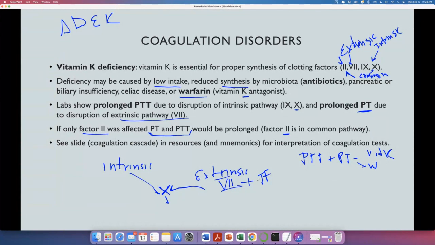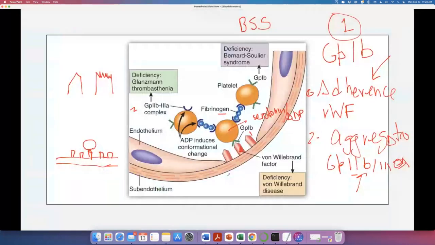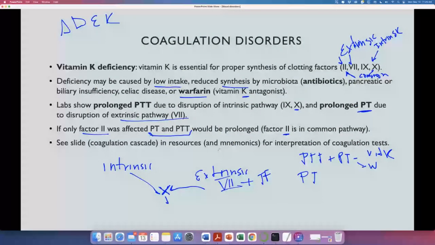Okay, when we have a prolonged PT, we have to think of problems with the extrinsic coagulation pathway. Prolonged PTT only may have to do with von Willebrand factor deficiency, an intrinsic problem, or hemophilia.